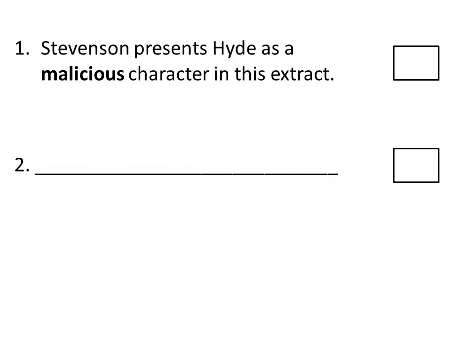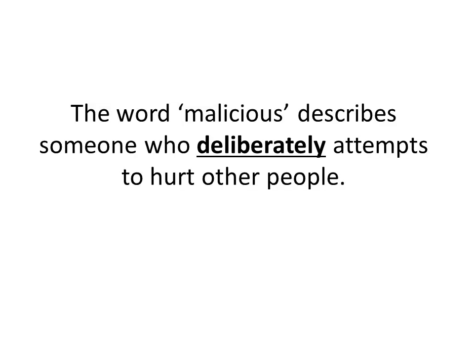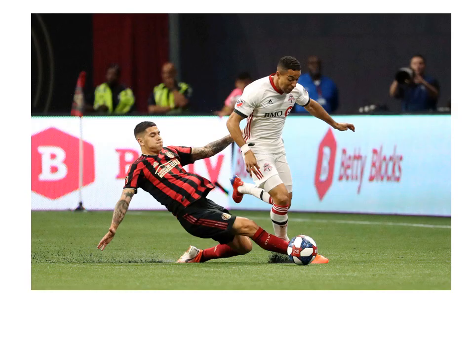Let's now analyse this extract. We're going to cover two main ideas today. This is our first one. Stevenson presents Hyde as a malicious character in this extract. Let me first explain what this word malicious means. The word malicious describes someone who deliberately attempts to hurt other people.